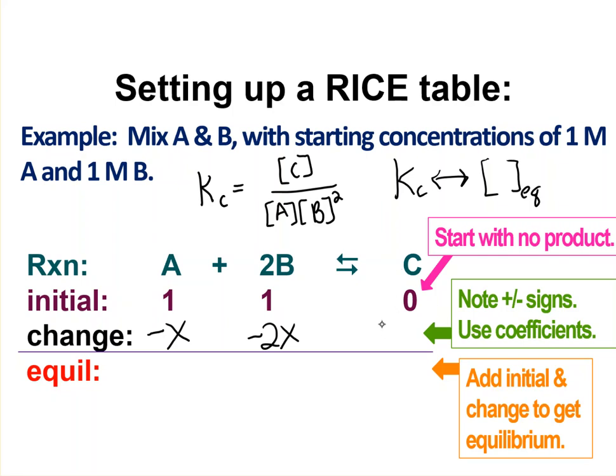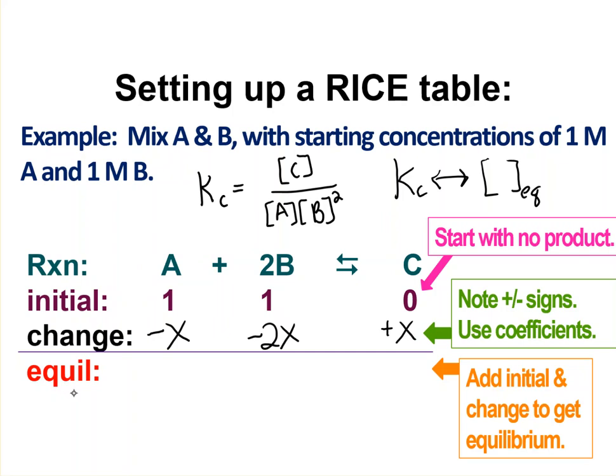Okay, and then if X of A and 2X of B react, what do I get? I will get a change for C. I will get plus X here. So this row is made by looking at the coefficients in our chemical equation. We always do minus for the reactants and plus for the product or products.